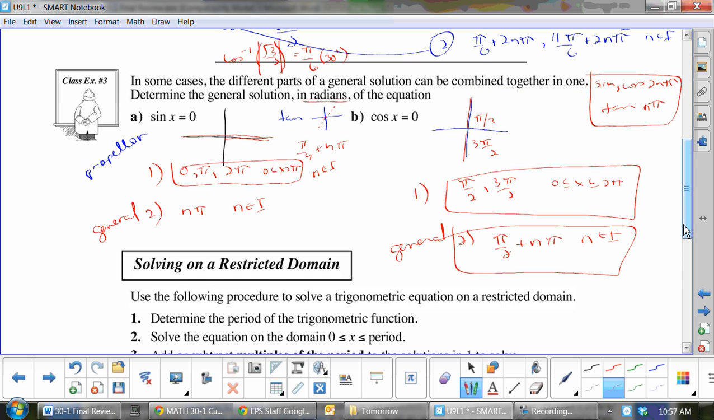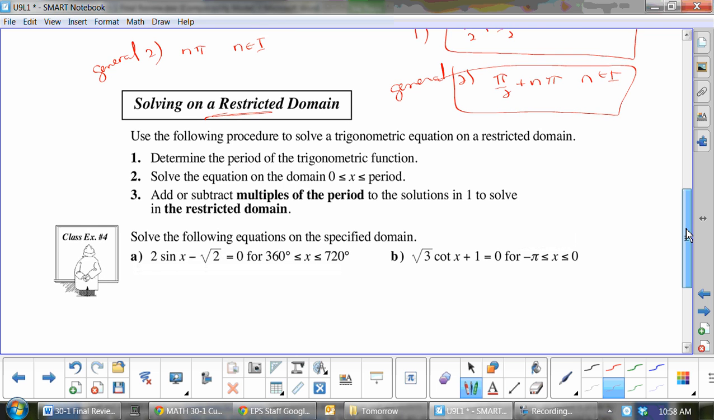Okay, now what if they give me a restricted domain? In other words, they're telling me where I'm allowed to play. Okay, it's only going to be in these specific areas. So what you want to do is you want to solve it for the one period again. Then you're going to add or subtract multiples of that period to get within that domain. Okay?